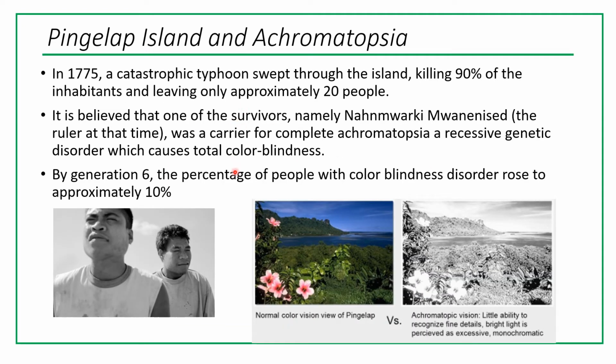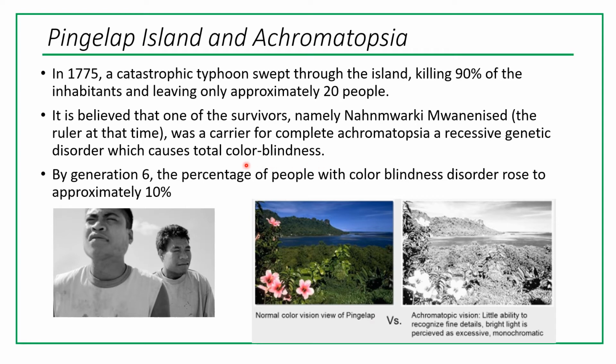So here's a real example. In 1775, a catastrophic typhoon swept through the island, killing 90% of the inhabitants and leaving approximately 20 people. It is believed that one of the survivors, namely, you guys try to read it yourself, I'm gonna leave it for you, but that guy was a ruler at that time, and he was a carrier for complete achromatopsia.